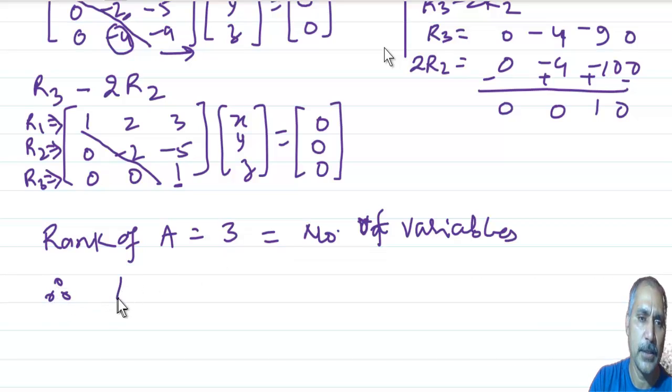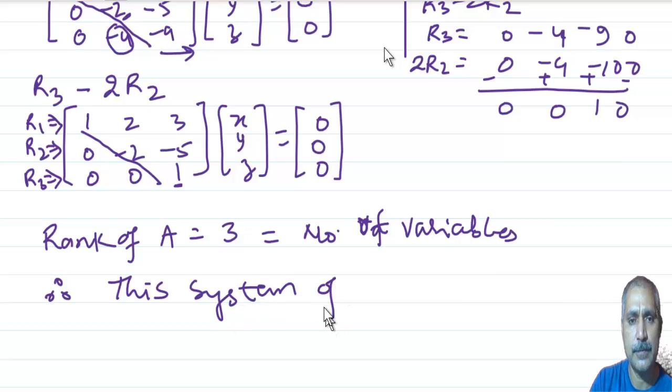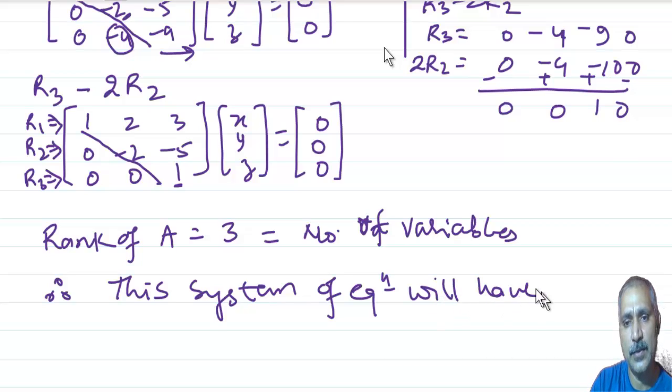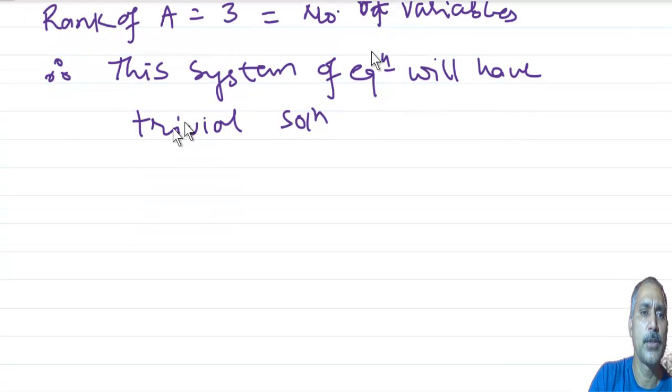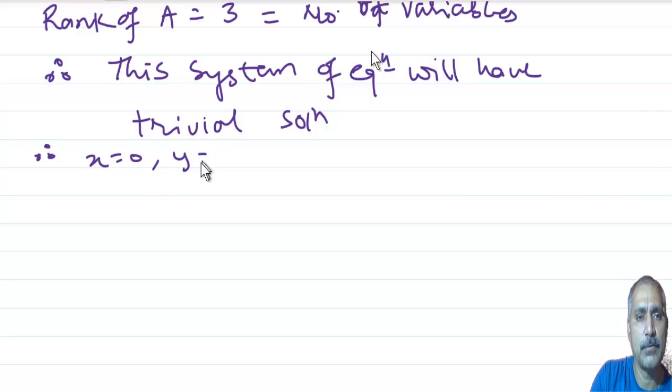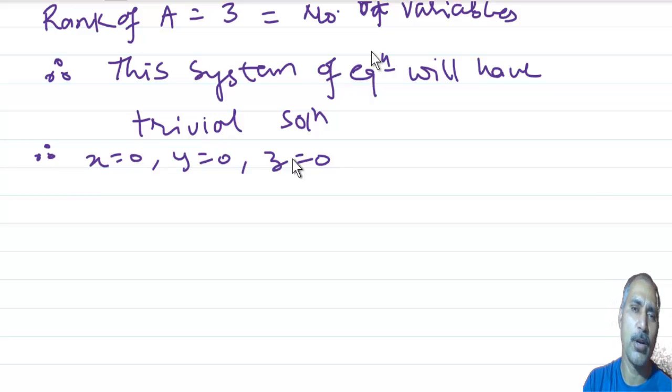Therefore, this system of equations will have a trivial solution. Now trivial solution means the values of all the variables x, y and z are going to be 0. Therefore, x is equal to 0, y is equal to 0, and z is equal to 0. There is no need to solve the full equation to get the values of x, y, and z. Now, I think you have understood this one.